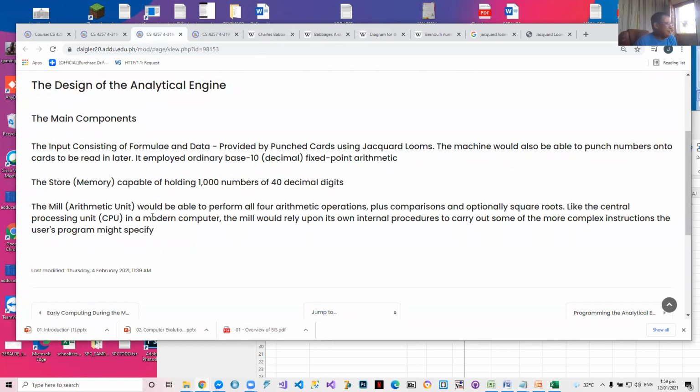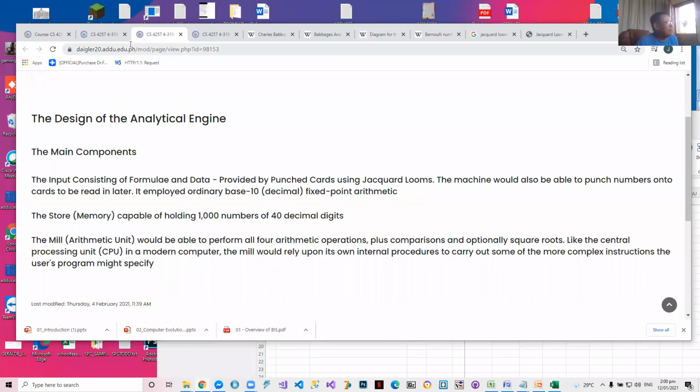And the mill is the arithmetic unit. It would be capable to perform all arithmetic operations, plus comparisons, sequentially, optional square roots even. Like the central processing unit in a modern computer, the mill would rely upon its internal procedures to carry out some complex instruction that the user's program might specify.